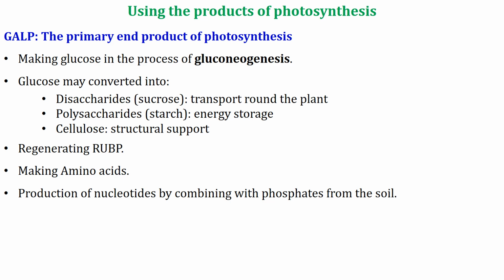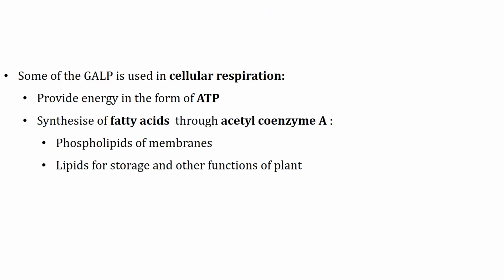What happens to GALP? It's the main product of the Calvin cycle. It can be used to make glucose, form sucrose for transport, build starch for storage, produce cellulose for structure, or create amino acids and nucleotides. Some GALP is also used in respiration, giving the plant energy. It can also be converted to acetyl-CoA, which forms fatty acids, phospholipids for membranes, or storage lipids and other key molecules.